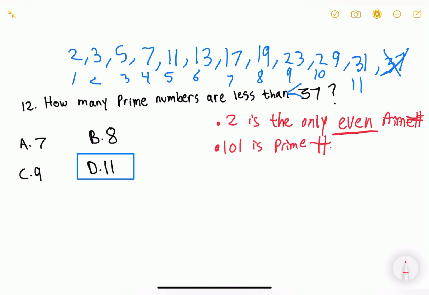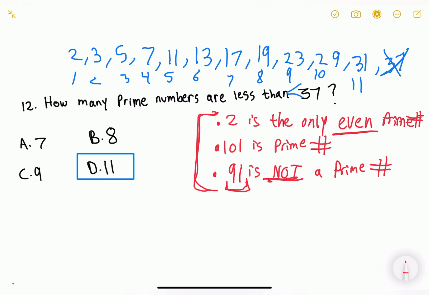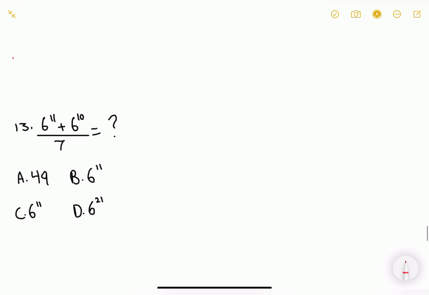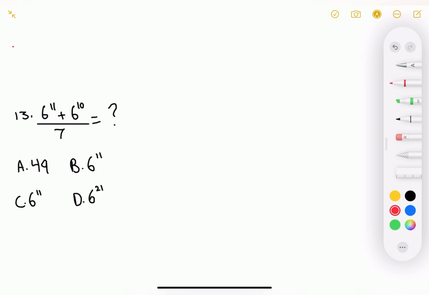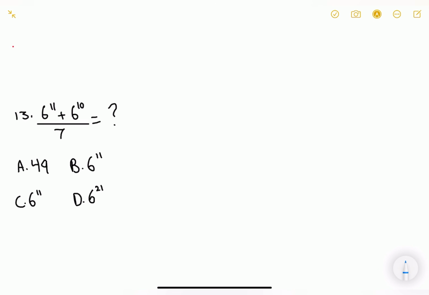This is hard to usually find, so just memorize that 101 is a prime number. 91 is not a prime number. I feel like a lot of people get this mixed up, but you should just know that 91 is not a prime number. Just have these memorized, and they will greatly help you in the future. Now let's move on to question number 13 and change back the color to blue. Number 13 says 6 to the power of 11 plus 6 to the power of 10 divided by 7.